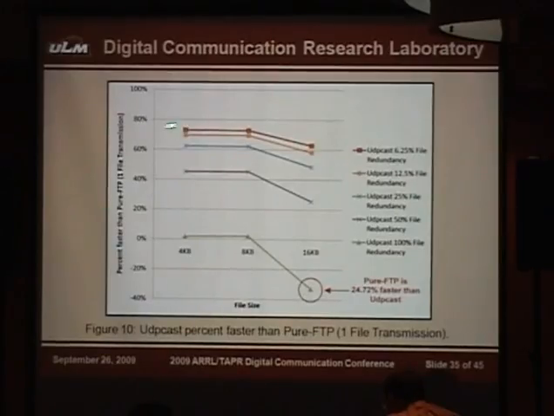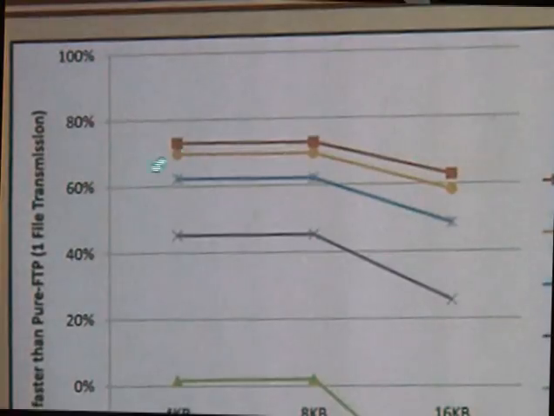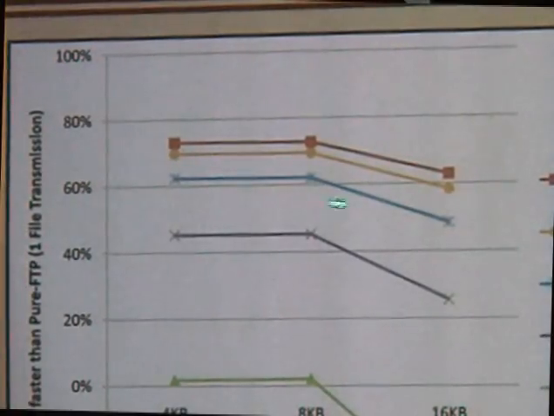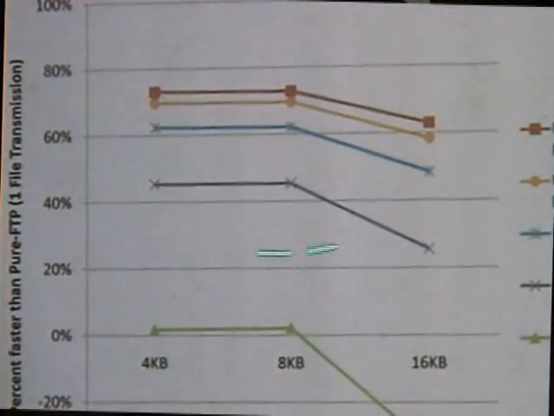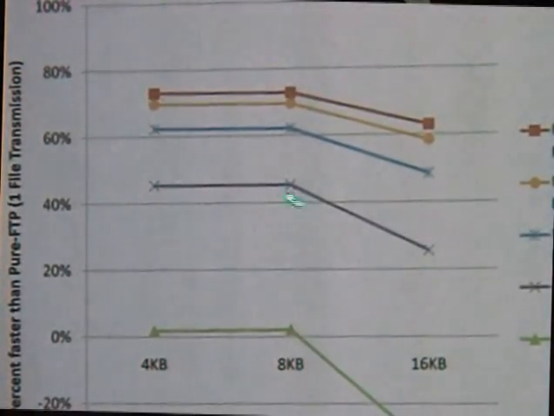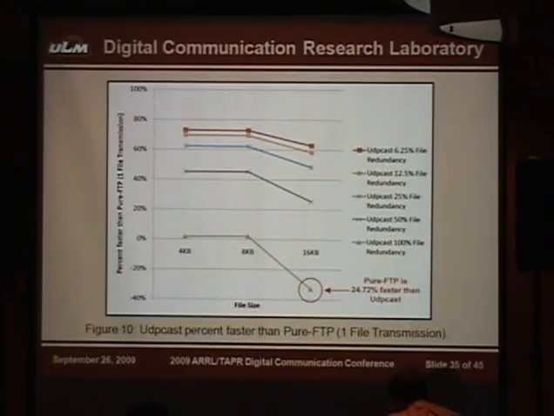Well, when UDPcast is using the lowest FEC value, I'm getting anywhere between 60 and 80%. I suppose I'm leaning more towards about 70. And then when I add more FEC, the percentage increase decreases a little bit. These values right here are everything. This line right here is UDPcast with 50% FEC, and I'm still getting better than 20% for UDPcast with 1 file transmission.